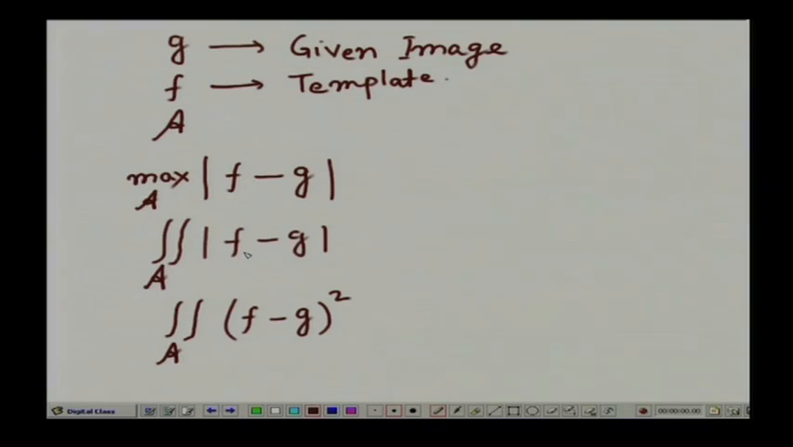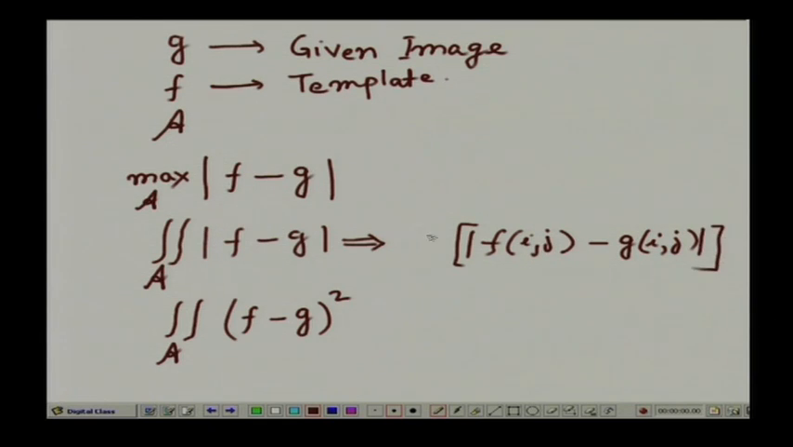So, this is in the analog case. If I convert this into the digital form, this will take the form of the absolute value of f(i,j) minus g(i,j), where (i,j) is the pixel location, and you take the double summation for all i and j in the given region A. So, you find that this is nothing but what is called the sum of absolute difference, between the image g and the template f over the region A.